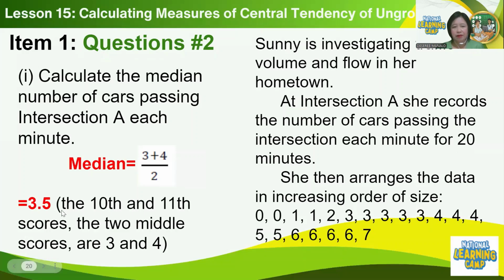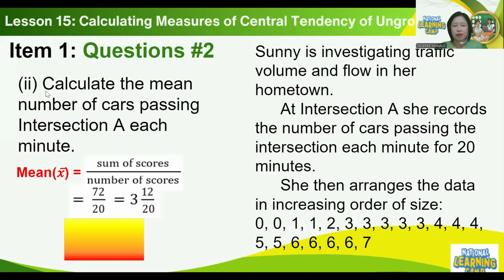So 3.5 is the median, since the 10th and 11th scores, the two middle scores, are 3 and 4. So let's find out: 1, 2, 3, 4, 5, 6, 7, 8, 9, 10. These numbers, 3 and 4, are the center of the given data. That's why you have to get the average. 3 plus 4 is 7, divided by 2 is 3.5. Therefore, the median is 3.5.